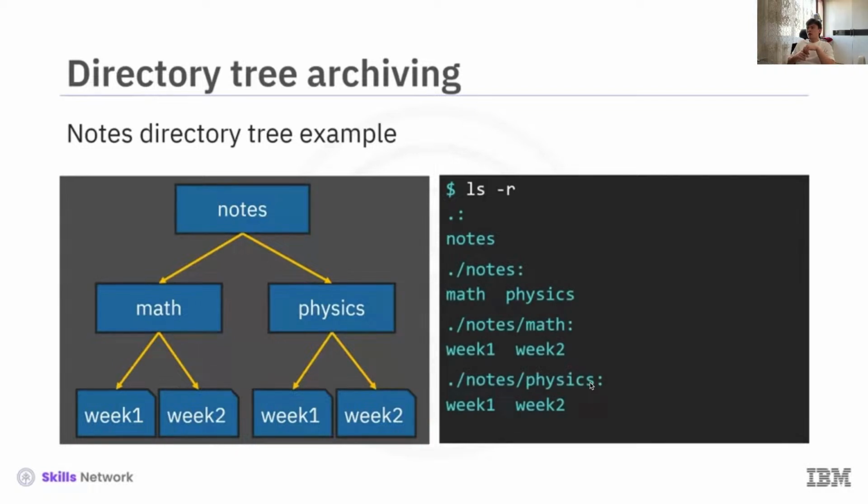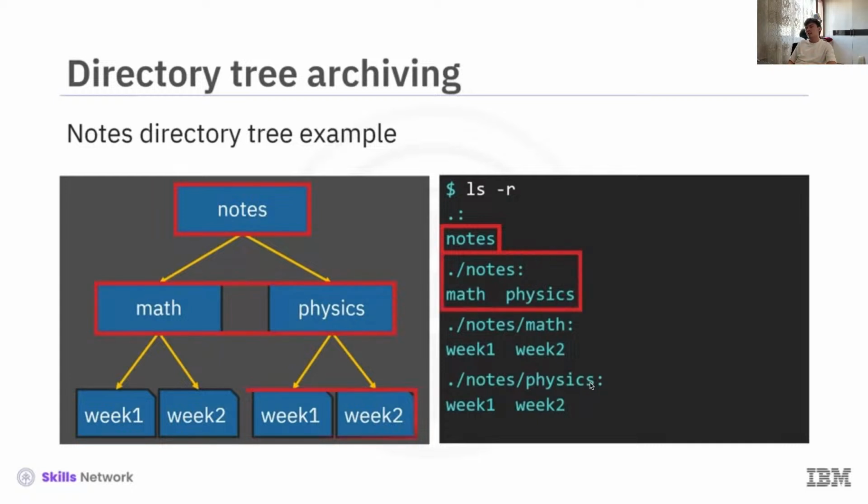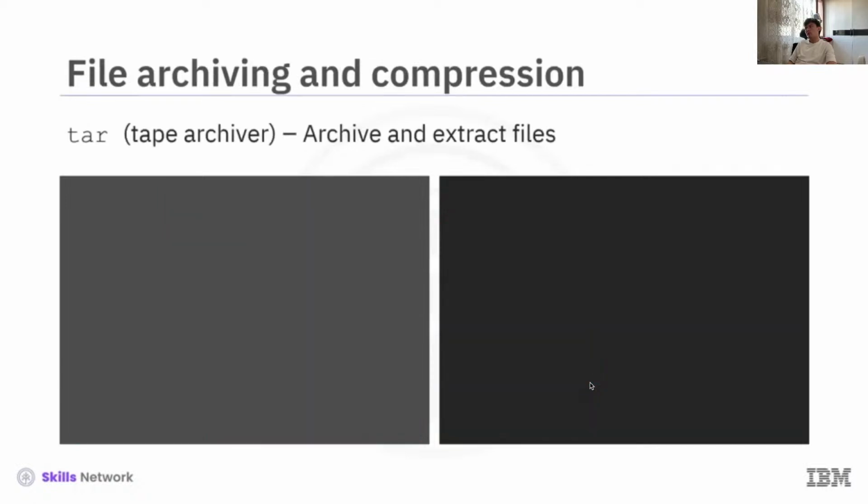You can see the correspondence with the graphical representation of the tree, starting with the parent notes directory, the Math and Physics subdirectories, and the Week 1 and Week 2 files within the Math and Physics folders. You can use the tar or tape archiver command to archive and de-archive files and directories. A popular term for an archived tar file is a tarball.